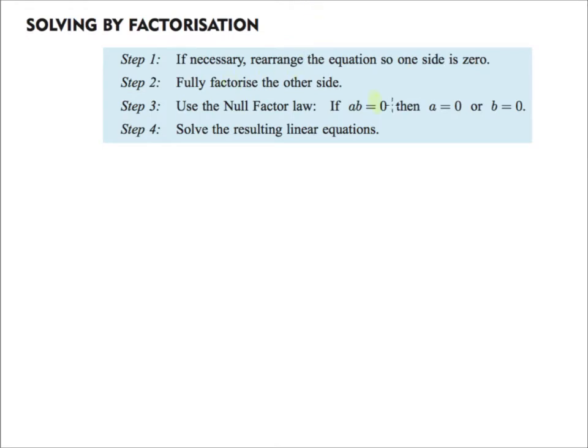Let's look at how to solve equations by factorization. Step 1. If necessary, we need to rearrange equations so that one side is equal to 0. Then we need to fully factor the side that's not equal to 0 using our factorization rules. Then we're going to use the null factor law and set each factor equal to 0. And finally, we're going to solve each of these individual factors using our linear equation rules. So let's look at a few examples.